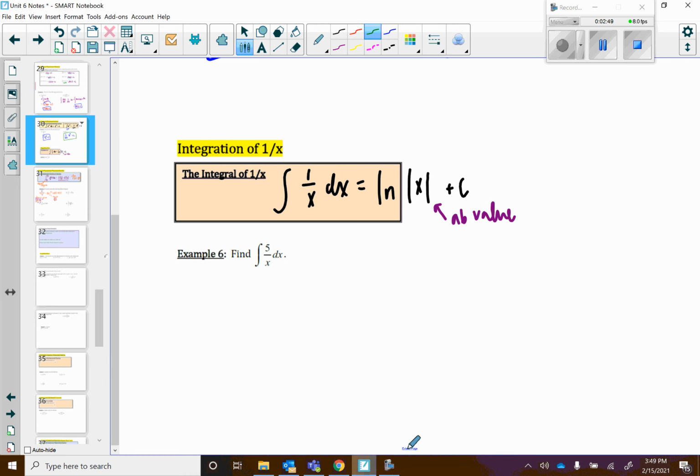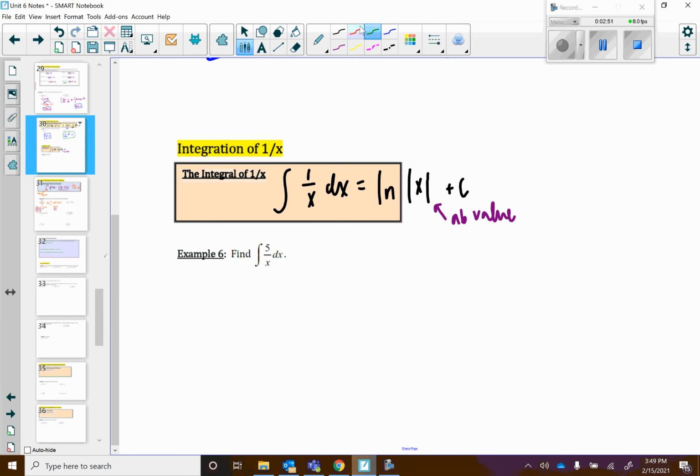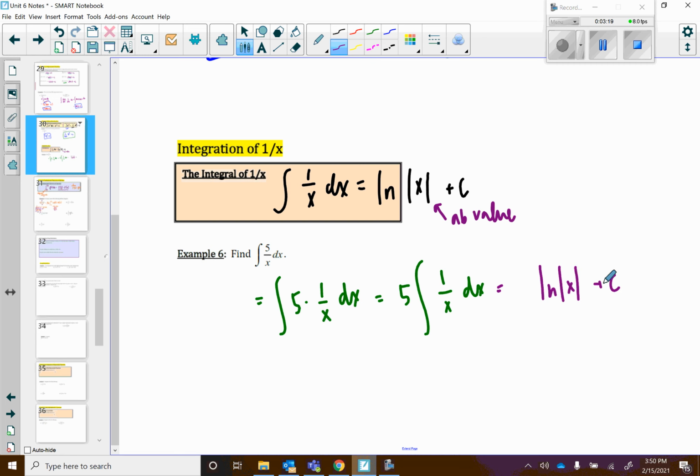For the next one, we are looking at the antiderivative of 5 over x dx. And for this one, it would probably be good to, again, note that this is the same as the integral of 5 times 1 over x dx, which is really the same as 5 times the integral of 1 over x, because we can pull out that coefficient. And so the antiderivative of 1 over x is the natural log of the absolute value of x plus c, and then we've got to multiply by 5. So 5 times the natural log of x plus c.